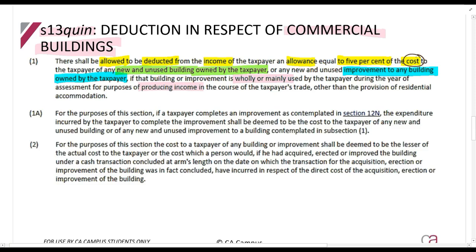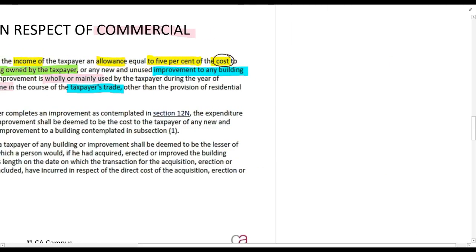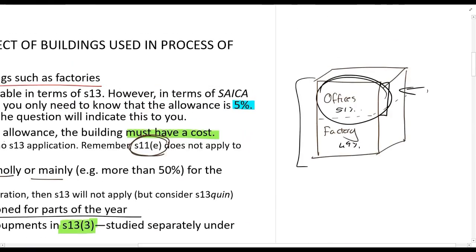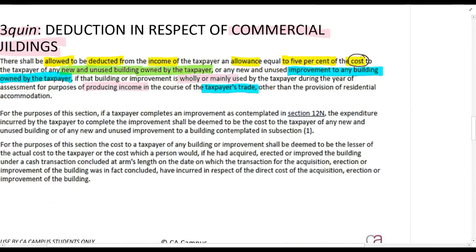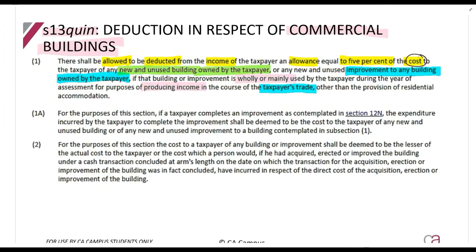Right, so they're saying if you're using it for your trade, doesn't have to be a factory building, but then it qualifies for this allowance if it's mostly used for it. So here where it's 51%, guys, this whole building here, you will give the section 13quin allowance to. Okay, because it's more than 50%. And it is 5%. So it works the same if this building had a cost of R1,000,000, you get an allowance of 5%.